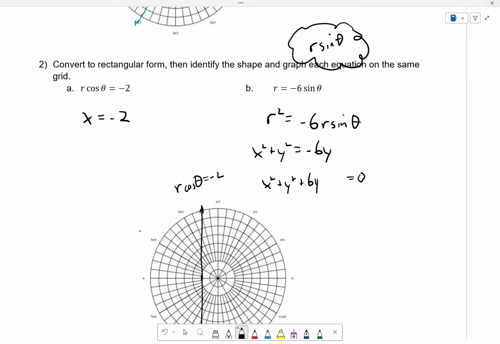Y equals r, from the conversions. Are you successfully completing the square? Let's talk about the process. What do you do with that 6?